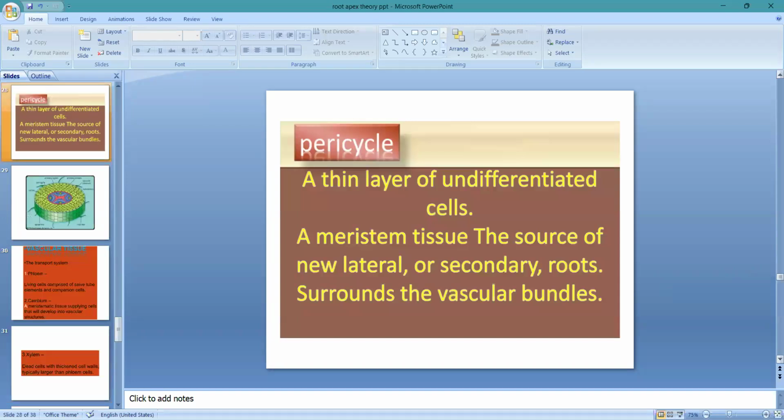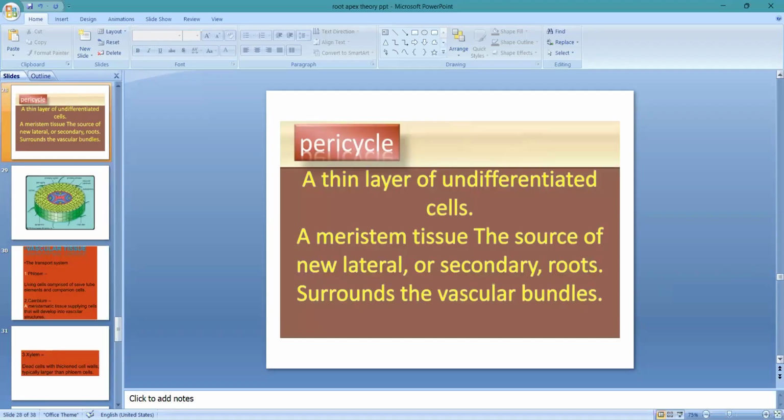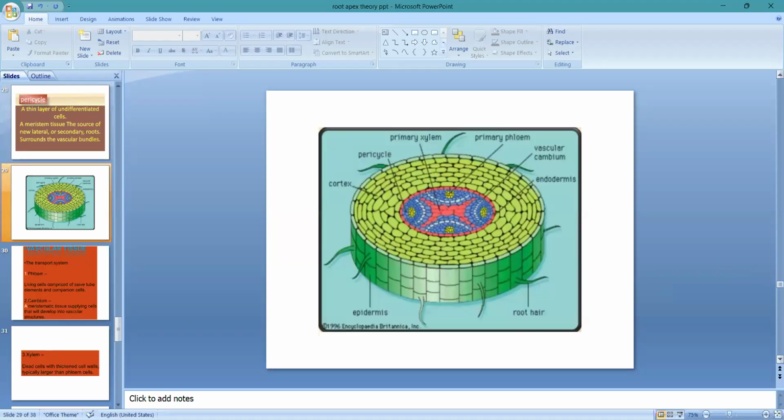Okay. Next, coming to the pericycle, a thin layer of undifferentiated cells. A meristem tissue that is the source of the new lateral or secondary roots, surrounds the vascular bundles. So that is the pericycle. See here, this is the epidermis, root hair, primary xylem, primary phloem, vascular cambium. Endodermis is red color. Okay, round red color is endodermis. Below the endodermis, the pericycle is there. Okay, yellow color cells are cortex.